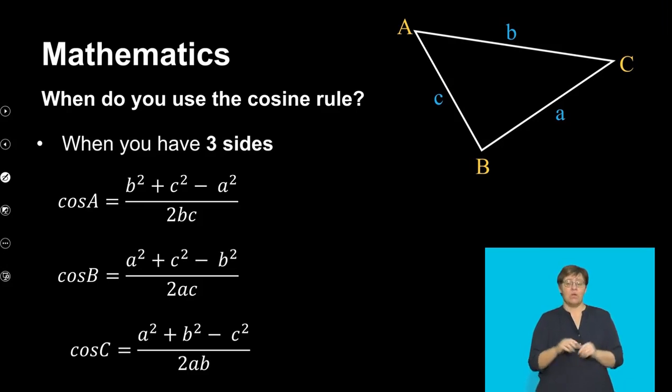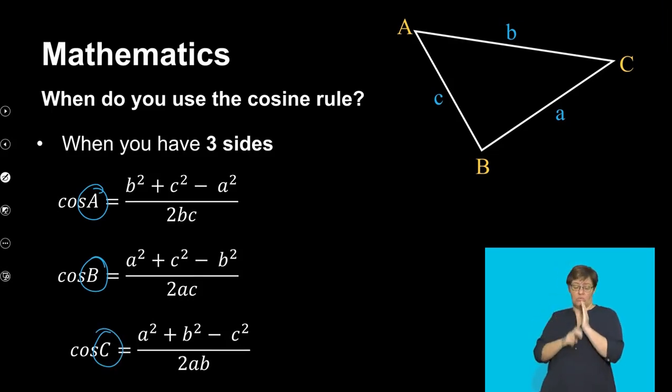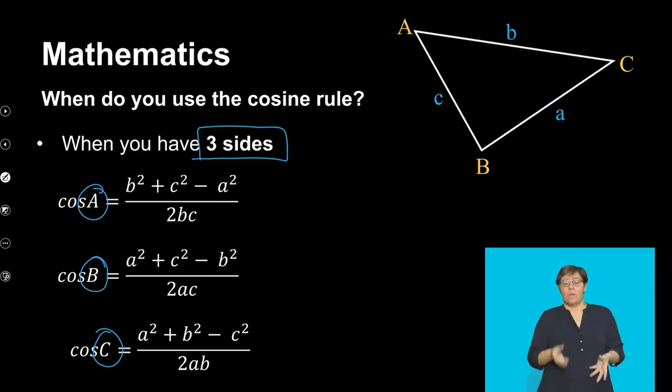And remember, we can also use the cosine rule when we want to find an angle. All we do is just rearrange the equations we had in the last slide, and then we can find our angles, A, B, and C, using this version of the cosine rule. In this case, remember, we have to be given the three sides to find one of the angles.